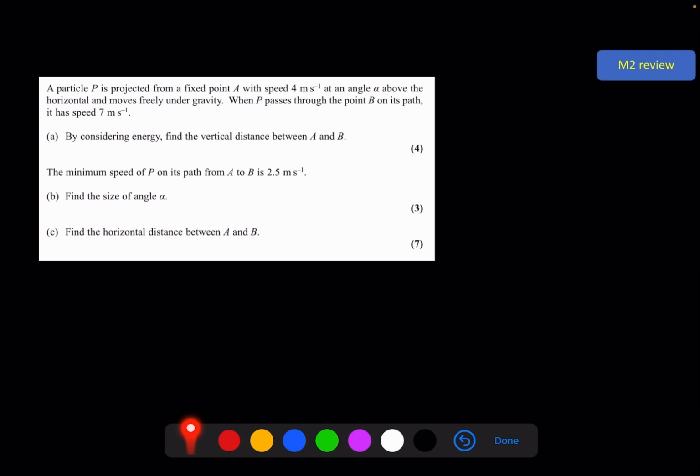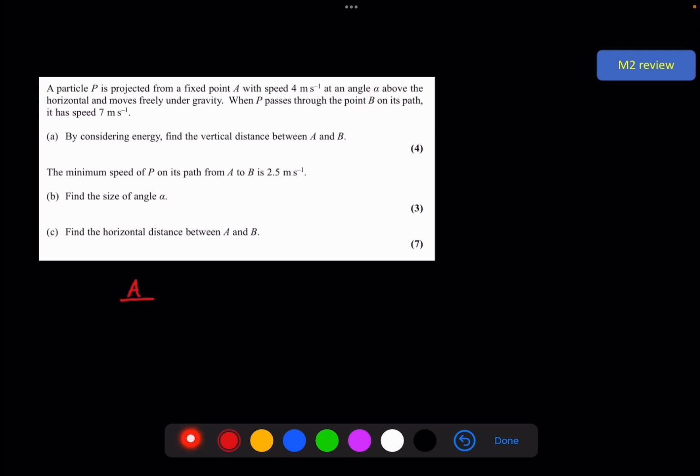At point A, we know the speed, and if we consider that to be the 0 height level, then there's 0 potential energy, and we know it's moving freely under gravity, so the total energy at point A, kinetic energy and potential energy, must be equal to the total energy at point B, kinetic energy and potential energy.